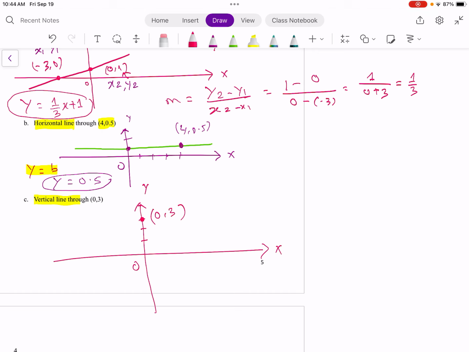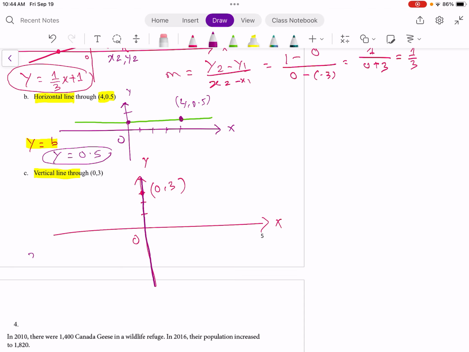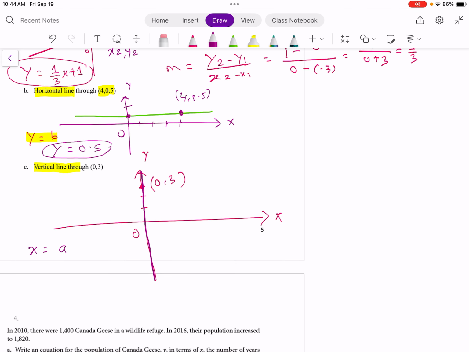Now how do we draw a vertical line passing through that 0, 3? Isn't that the same as the y-axis line? So it's the same y-axis line, right? We have to draw a vertical line that passes through this 0, 3. So this vertical line and our y-axis are exactly the same. And if we have a vertical line, then our equation is always x equals a. And a is an x-intercept, so a is the point where that vertical line crosses the x-axis.